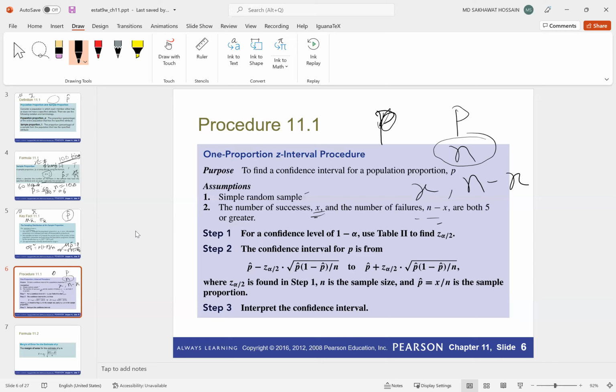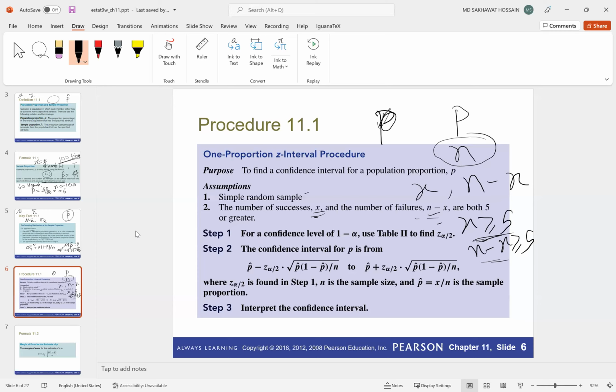The second assumption is that the number of successes X and the number of failures N minus X are both 5 or greater. So X should be greater than or equal to 5, and N minus X also should be greater than or equal to 5. If this condition is satisfied, then we can use the one proportion Z interval procedure.